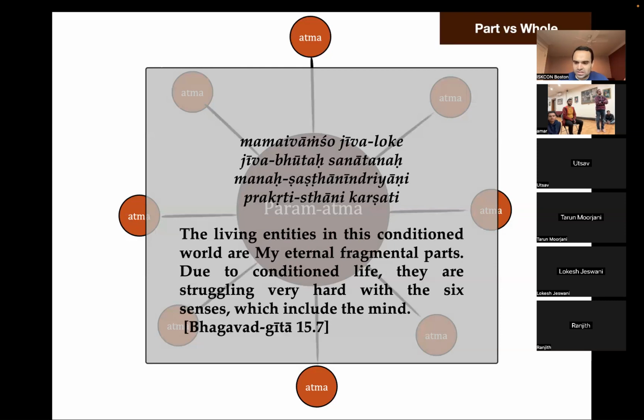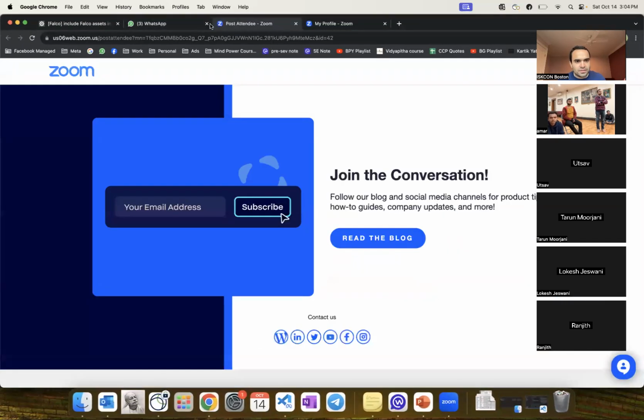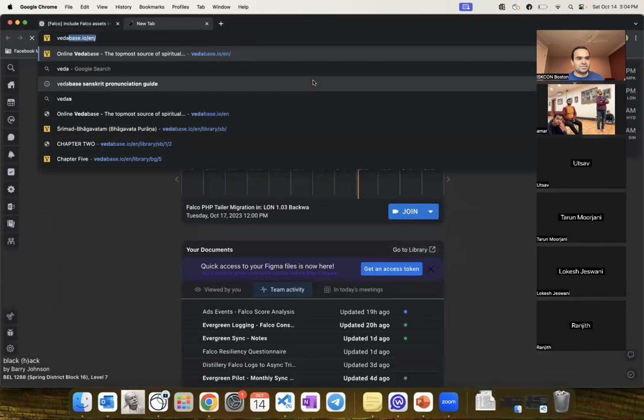Would someone like to read out the translation? Utsav Prabhu, would you like to? If you are in a position to. Yeah, it says the living entities in the conditioned world are my eternal fragmental parts. Due to the conditioned life, they are struggling very hard with the six senses, which include the mind. Yes. So, Krishna is saying they are my eternal fragmental parts. So, and although it's not there in the slides, let me show you. There's another verse where Krishna claims he is that Paramatma.